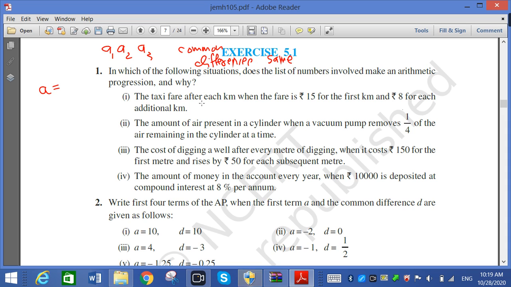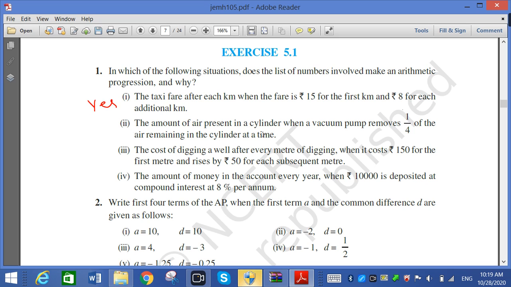Now the taxi fare: the fare is 15 for the first kilometer and 8 for each additional kilometer. So first is 15. Now 15 plus 8, that is 23. 23 plus 8, that is 31. So we can say yes, it is an arithmetic progression. Why? Because the difference D, 8, is added every time.